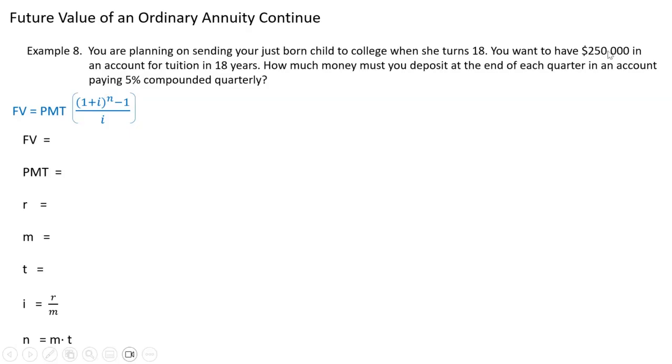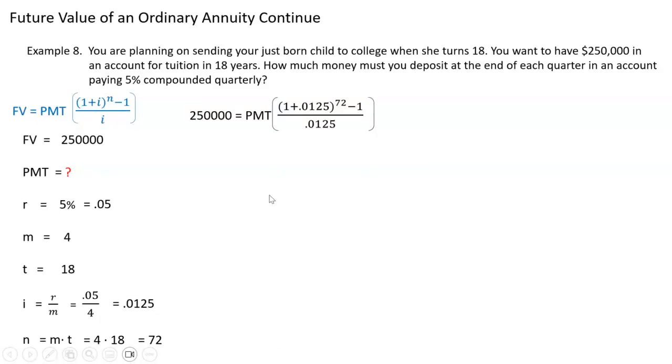So this is what you want in the future, right? So we're looking for the monthly payments, or the quarterly payments. We plug everything in, right? The interest rate is 5%, compounded quarterly. My M is 4 because it's quarterly. My T is 18 years. My I is R divided by M, 0.05 divided by 4 gives us 0.0125. And the number of payments is 4 times 18, which will give us 72. So let's plug everything in the calculator, guys.